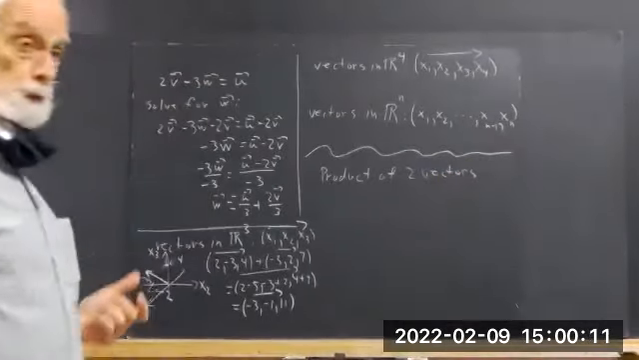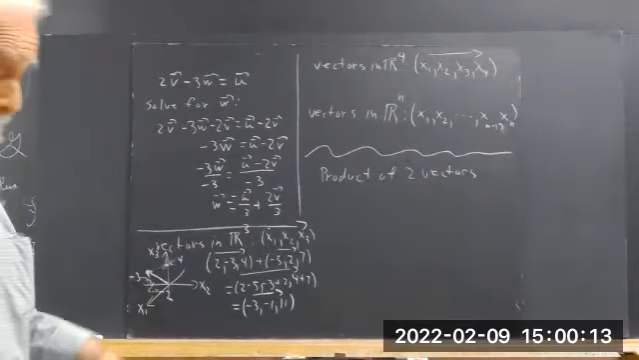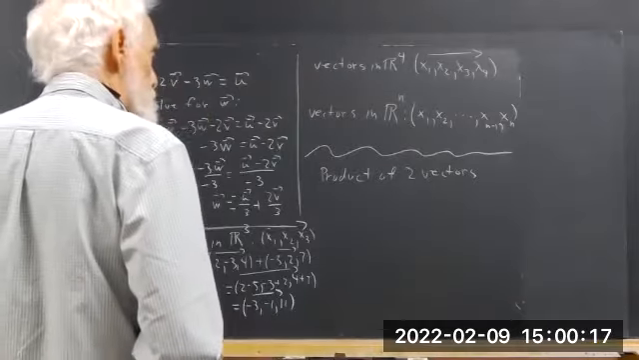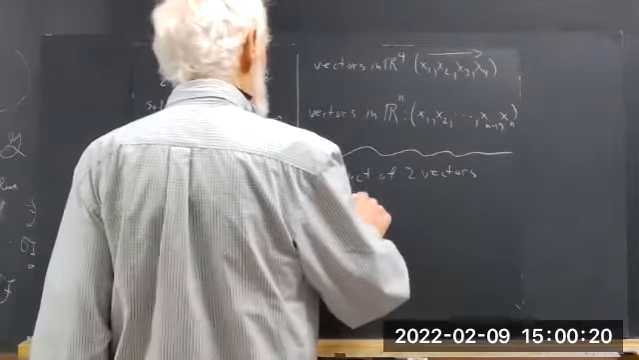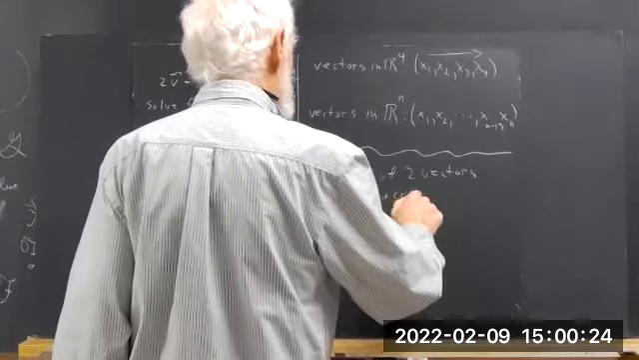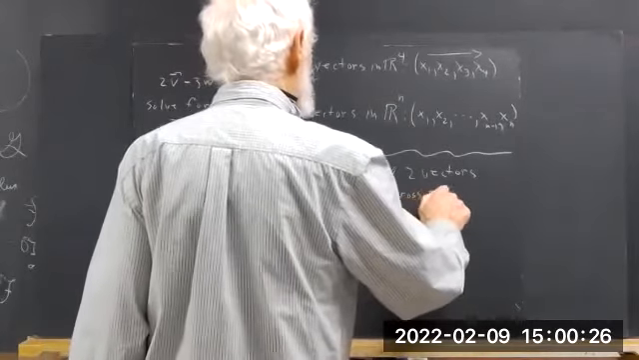Okay, there are products of two vectors. There's what you call the inner product, and the cross product is kind of an outer product. So you could have inner and cross products.